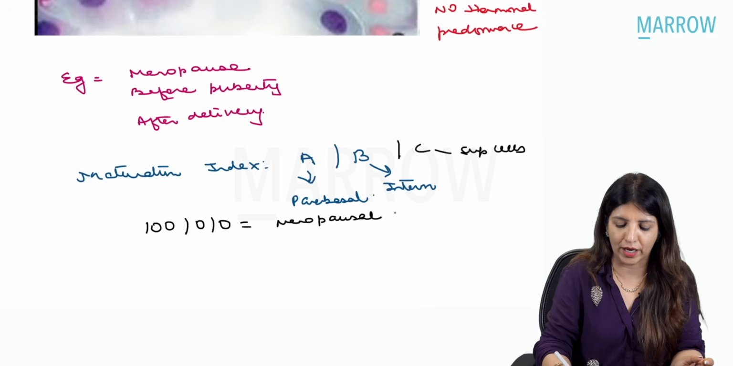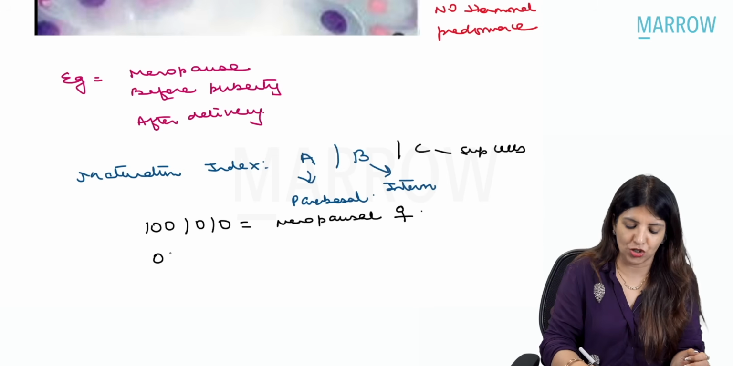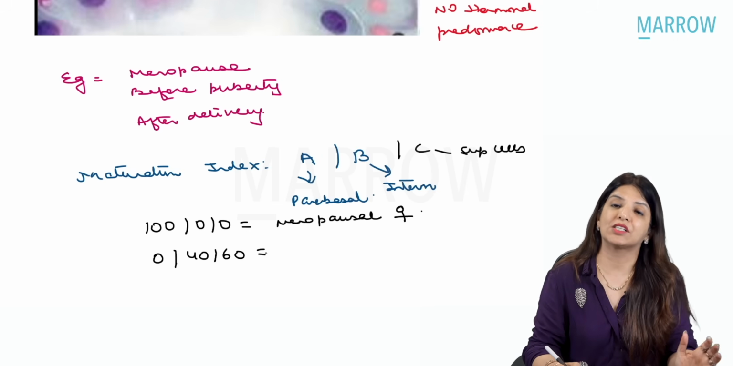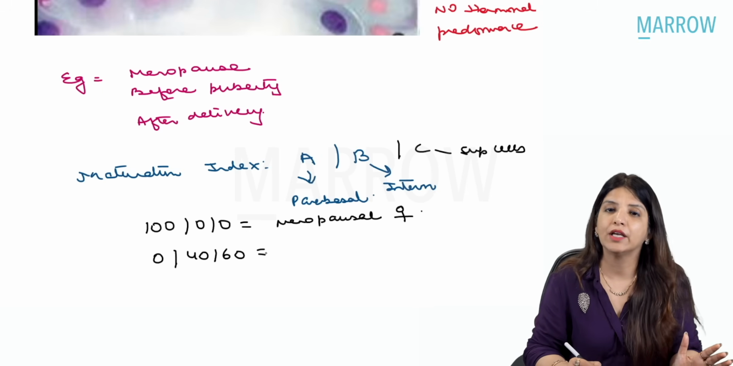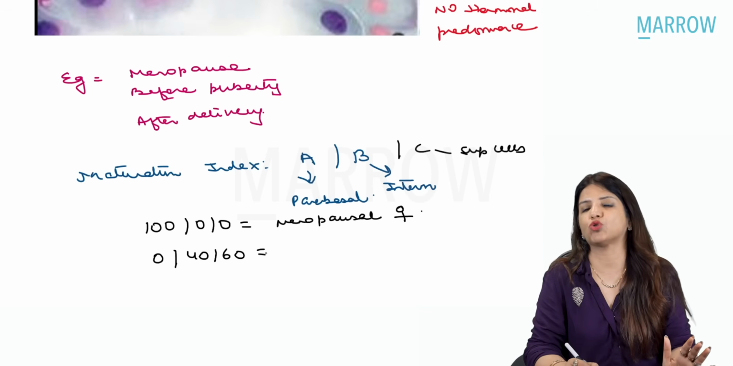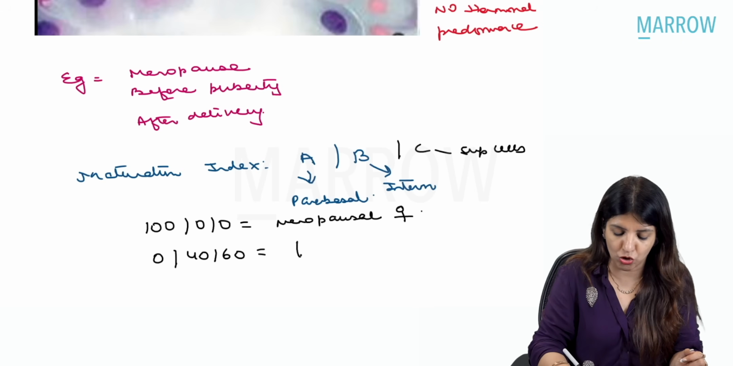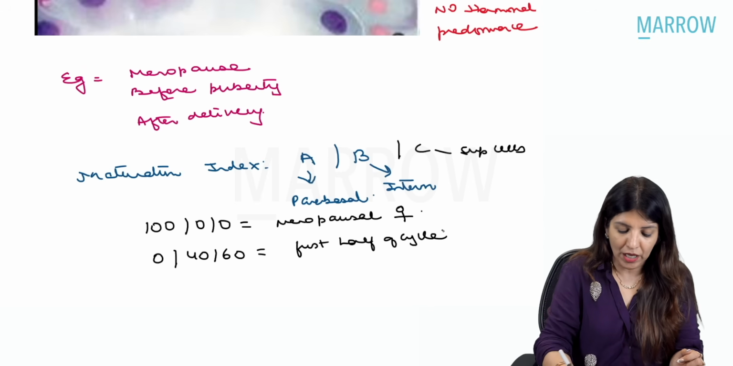maturation index which you can get in a menopausal female. Or if you are getting maturation index as 0/40/60, this means that 60% of cells counted were superficial cells, 40% were intermediate cells, and none of them are parabasal cells. So which hormone is predominant? Estrogen is predominant. That means this is a type of maturation index which you can get in the first half of the cycle.